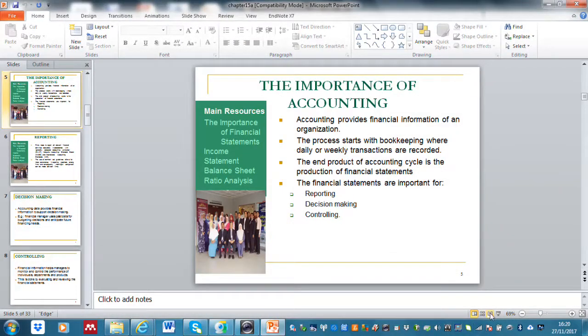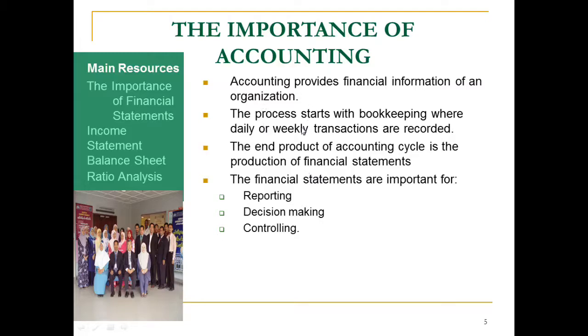And if we look at the process, basically it starts with bookkeeping, where daily or weekly transactions are recorded. Then the end product of the accounting cycle is the production of financial statements. So financial statements can be in terms of cash flow statements, the profit and loss statement, or the balance sheet, right? The financial statements are important for reporting, for decision making, and also for controlling.